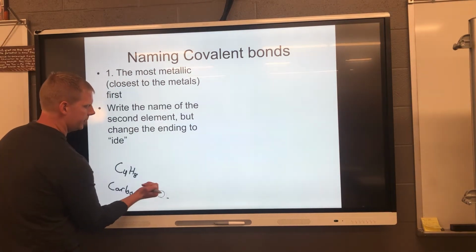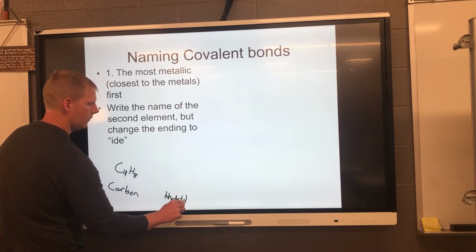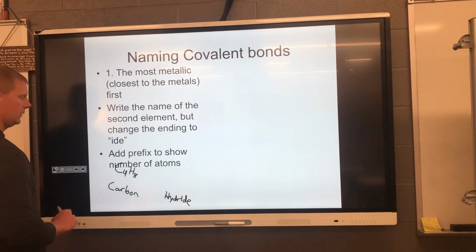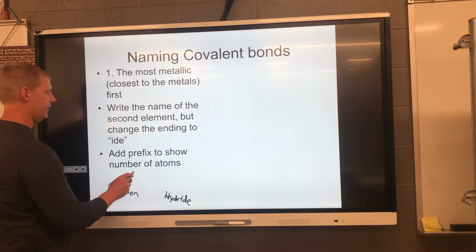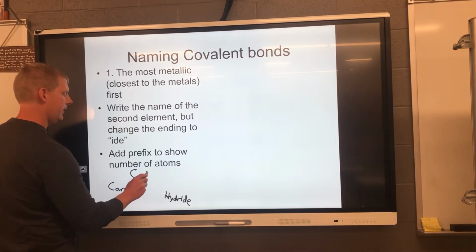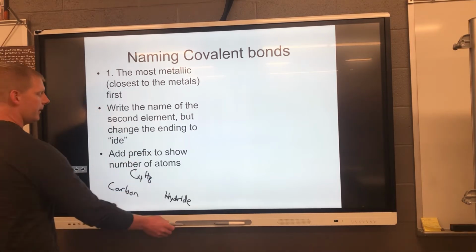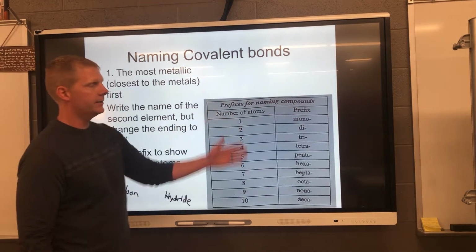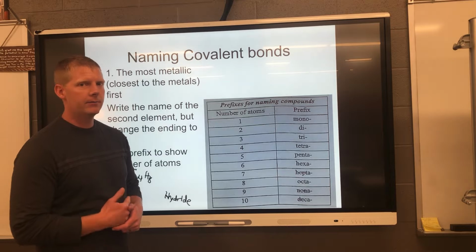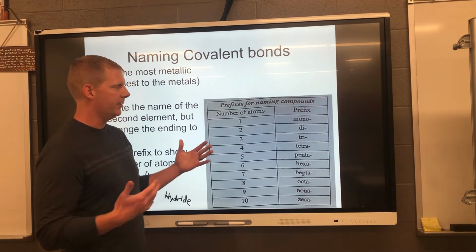I'm going to give myself a little space here. Didn't quite write it down far enough. I'll move that down just a little bit farther. So the example we're doing is C4H8. Add a prefix to show the number of atoms. All right, so this is our list of prefixes. You can use this from your notes anytime you have any type of problems here. You don't necessarily have to memorize it, but they're pretty standard.